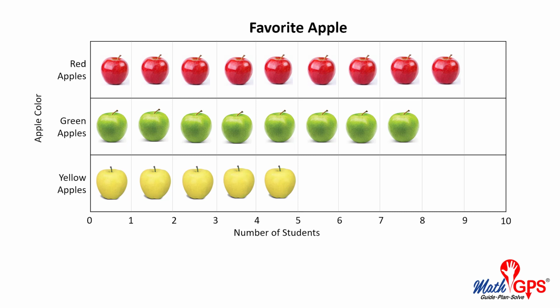The children were asked to choose between red apples, green apples, and yellow apples. Each child selected one apple and laid it in the corresponding row of their choice. Notice the graph has a title and words on the sides and numbers at the bottom to help us organize the data.